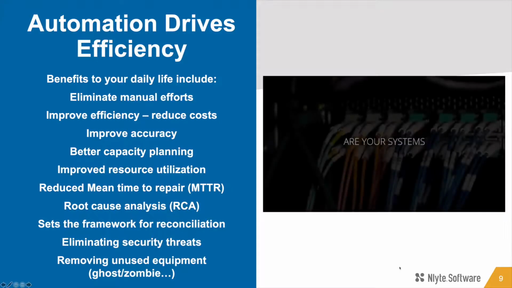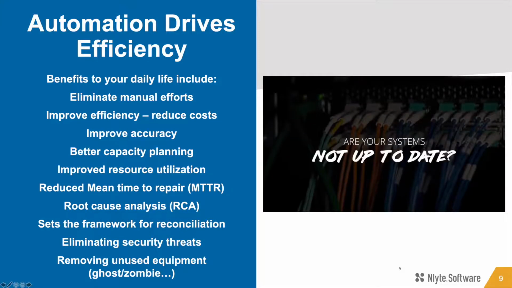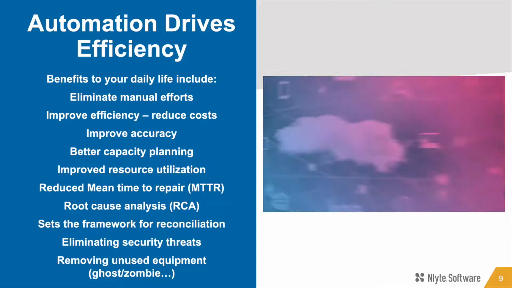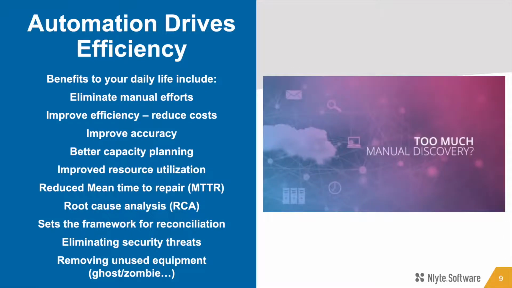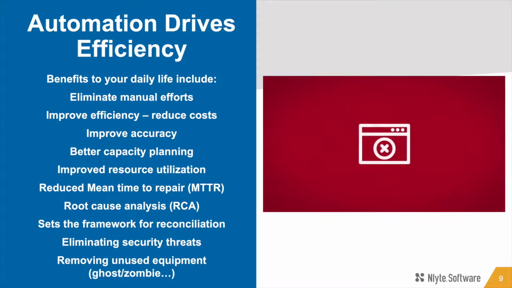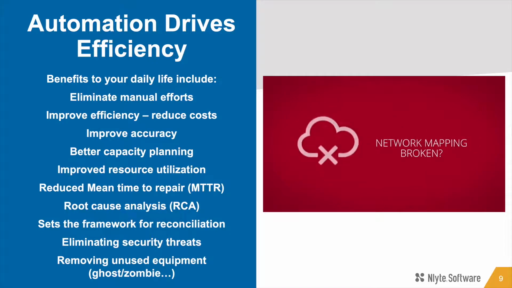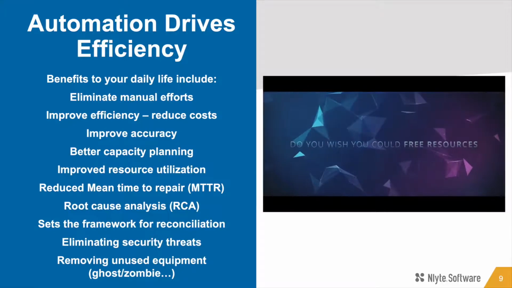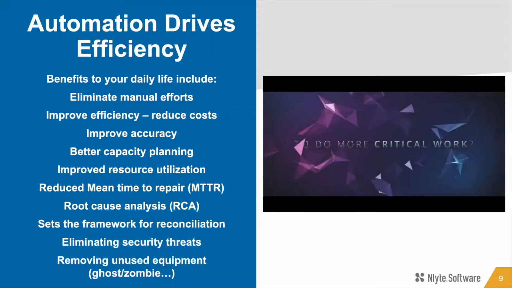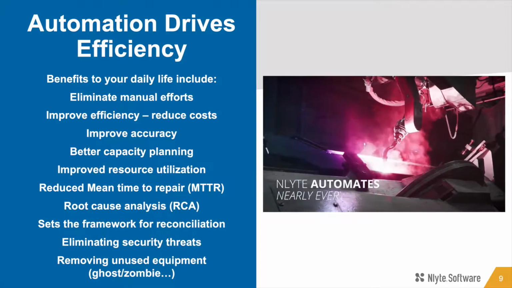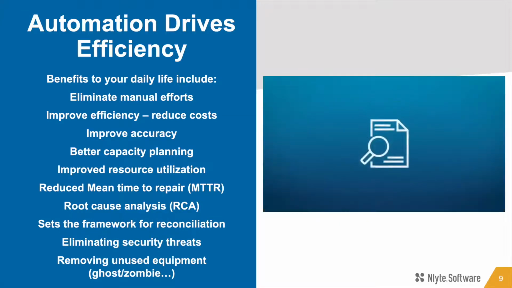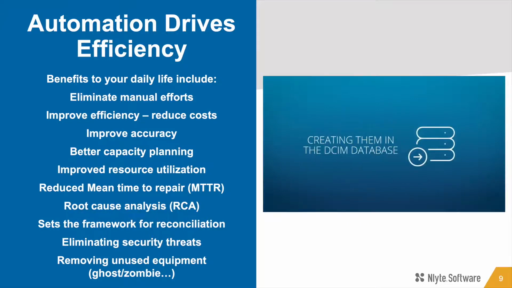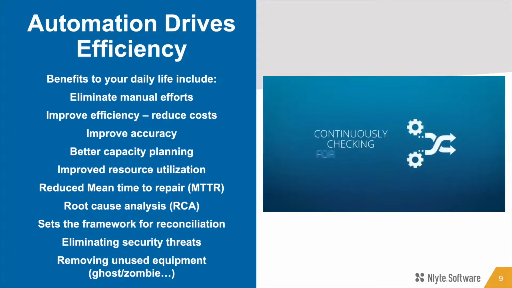So the bottom line is automation drives efficiency. There are many different benefits you can gain from automating as many processes and decision-making points as possible. Some of the benefits which we've highlighted here: you're really eliminating manual efforts. You're really moving people from grunt work to more intelligent, higher value tasks and duties. You're also improving efficiency, which really helps reduce costs.